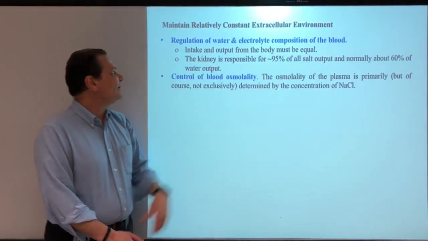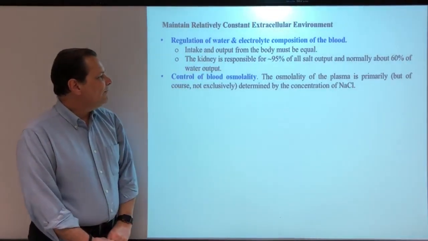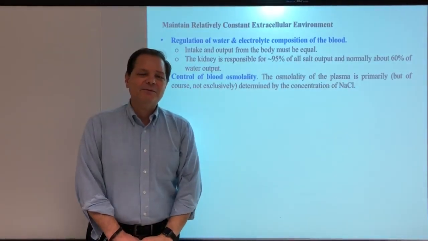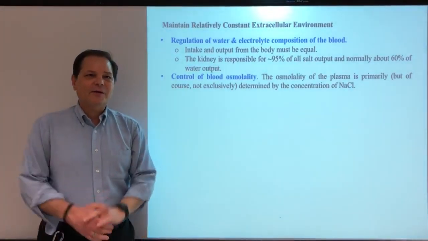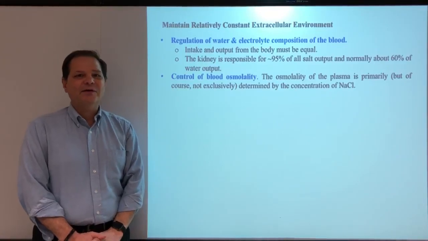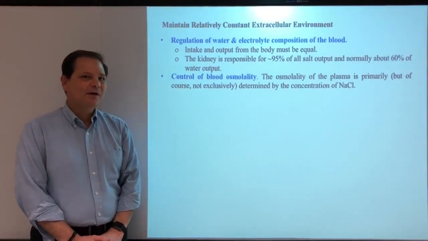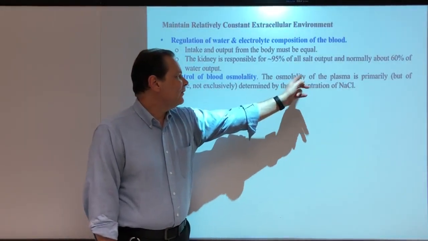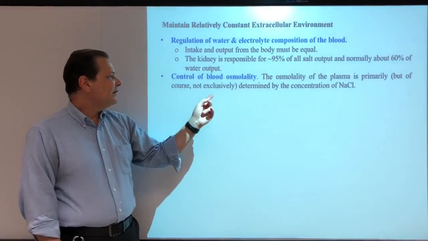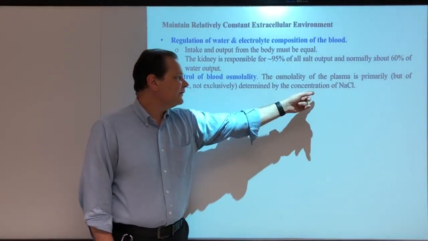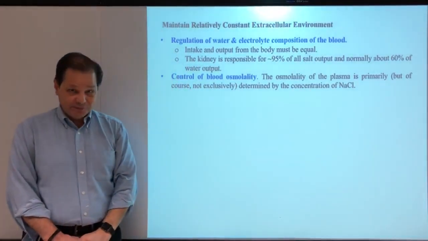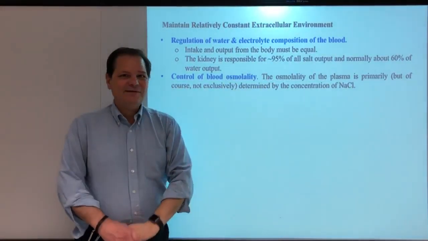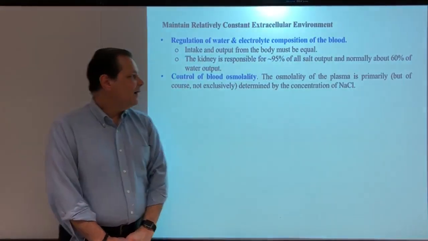Control of body osmolality really goes with number one. By the way, osmolarity and osmolality are basically the same thing. Osmolality is the amount of substance per kilogram of water. Osmolarity is the amount of substance per liter of water. Most of the time, for our purposes, you consider them to be the same thing. The osmolality or osmolarity of the plasma is primarily, but not exclusively, determined by the concentration of sodium chloride. And so a lot of that balance is maintained through output through the kidney.